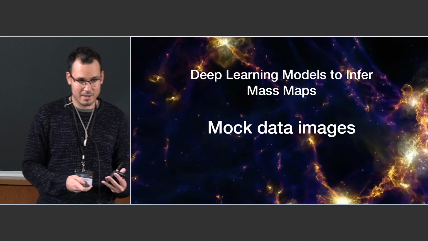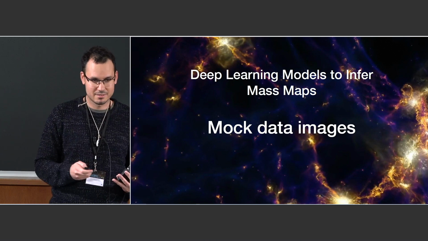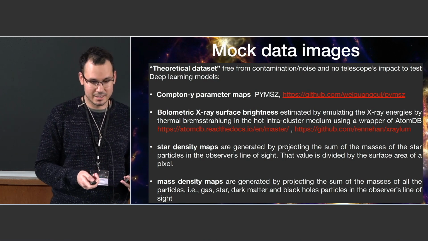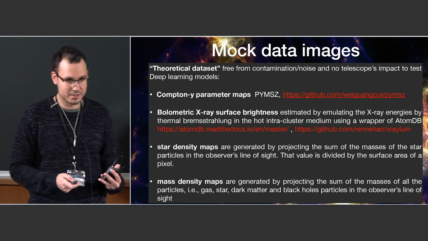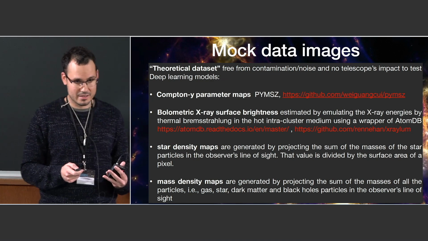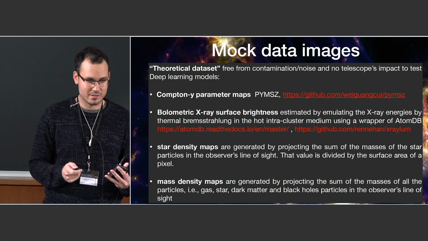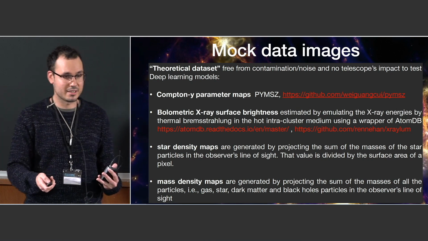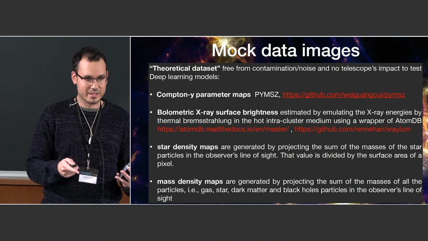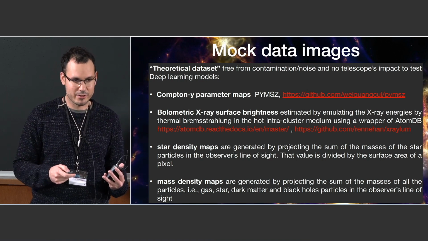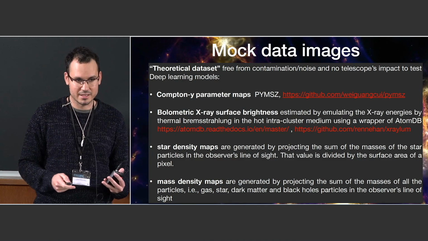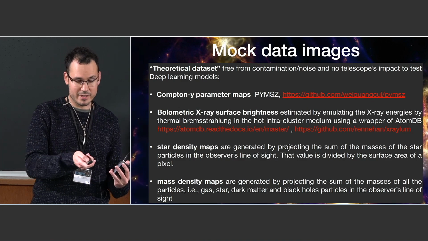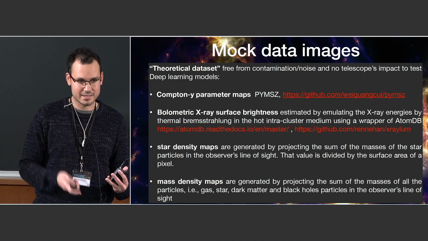Okay, now I'm going to talk about the deep learning models to infer mass maps, and first, the mock data. As I told you, as a first approach, we want to generate an idealized or theoretical data set of simulated observations. In this case, the data set is based on Compton-y parameter maps, volumetric X-ray surface brightness, and for the stars, we use the star density maps as a proxy of how the galaxies are located in the sky. And the objective is to infer, of course, the mass density of the galaxy cluster.